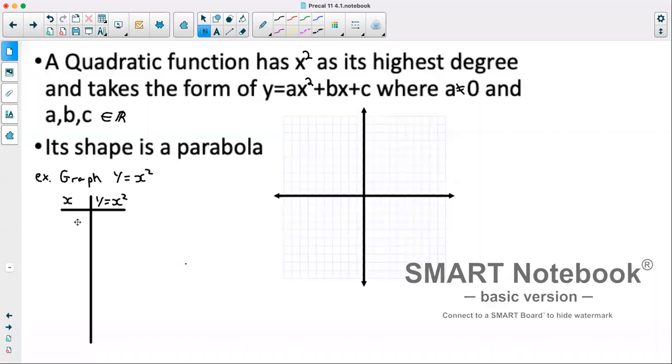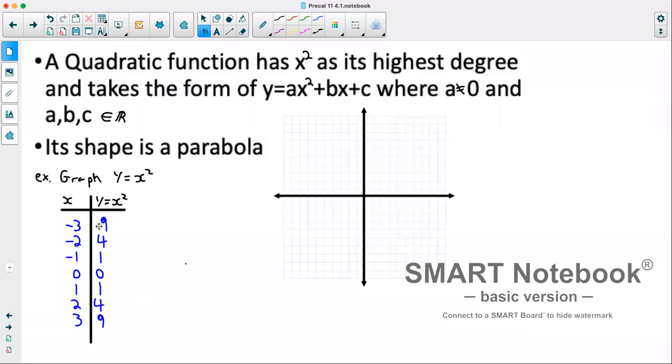So we'll do a table of values. We'll go from, say, -3 to +3. So -3 squared is 9, -2 squared is 4, -1 squared is 1, 0 squared is 0, 1 squared is 1, 2 squared is 4, 3 squared is 9.